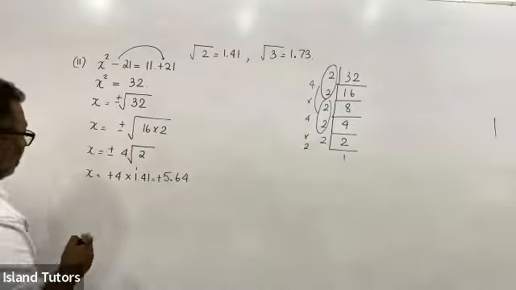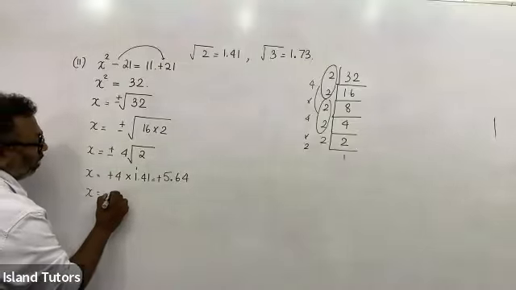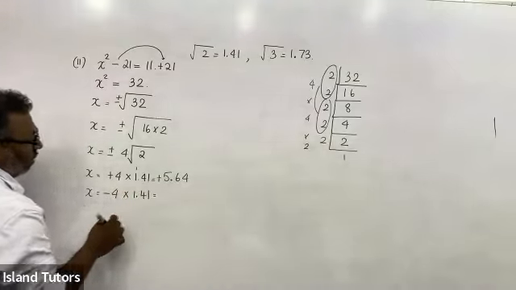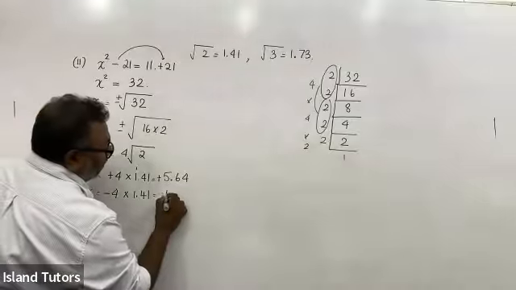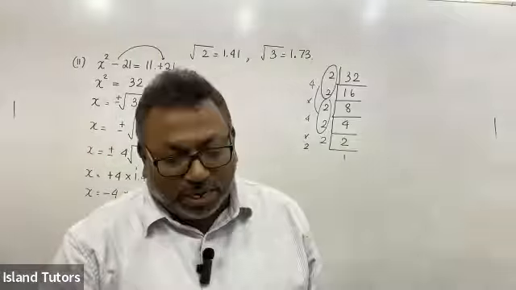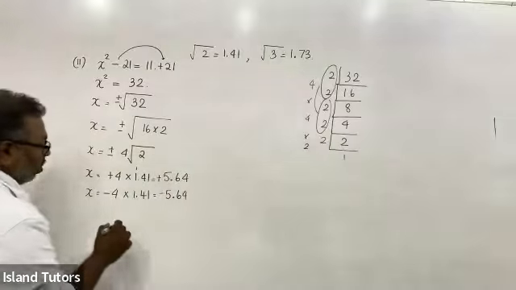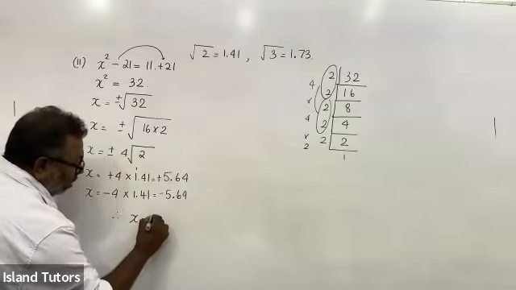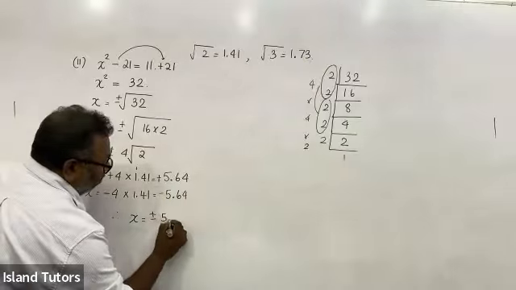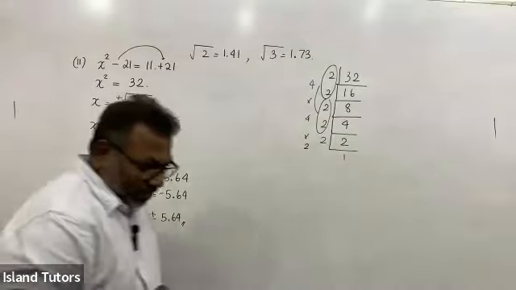What is the other answer? Because plus or minus, square root always plus or minus. So x is going to be equal to minus 4 into 1.41, which is going to be minus 5.64. Okay, right? So x will have two values. You can write it like this also. So therefore x is equal to plus or minus 5.64. Is that clear?